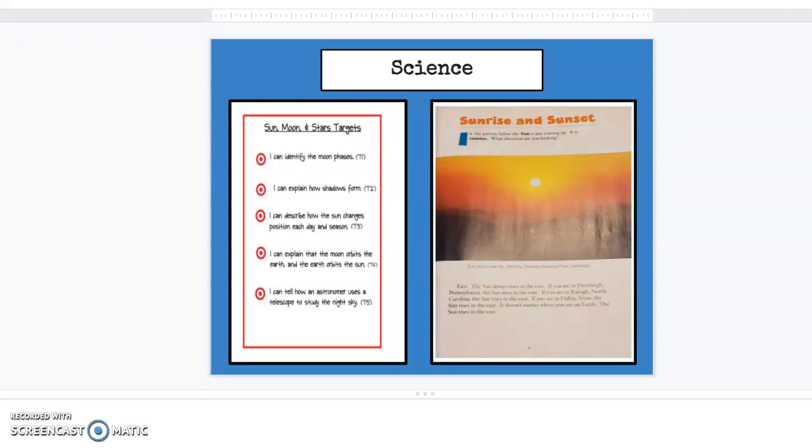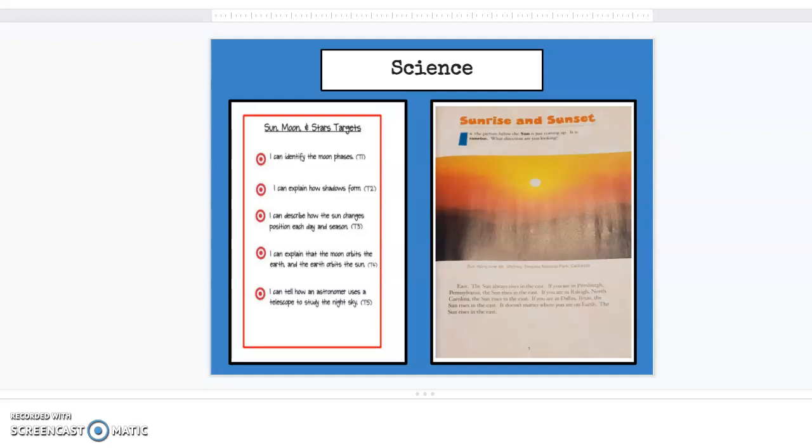Hi, third graders. Today we're going to review your targets for sun, moon, and stars and read the first section in your science book called Sunrise and Sunset. Your targets are: I can identify the moon phases.